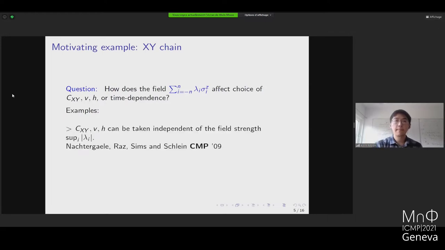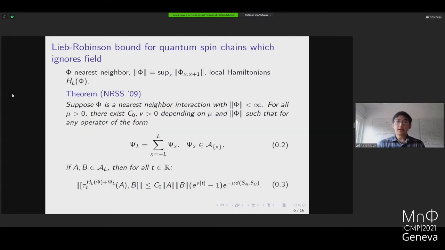I have some examples. The first result I want to mention is that you can take these constants and time dependence to be independent of the field strength, and this is a result due to Nachtergaele, Sims and others. I have a form of their result, rewritten for our purpose, which states that if you have a nearest neighbor interaction, which is uniformly bounded in strength, then you can perturb it by any on-site direction. And this Lieb-Robinson bound will hold, equation 0.3, in a way where the prefactor and the velocity term and the spatial decay do not depend on the on-site direction strength. They are determined only by the strength of the nearest neighbor interaction. So 0.3 here is an example of a Lieb-Robinson bound, a bound on the commutator.